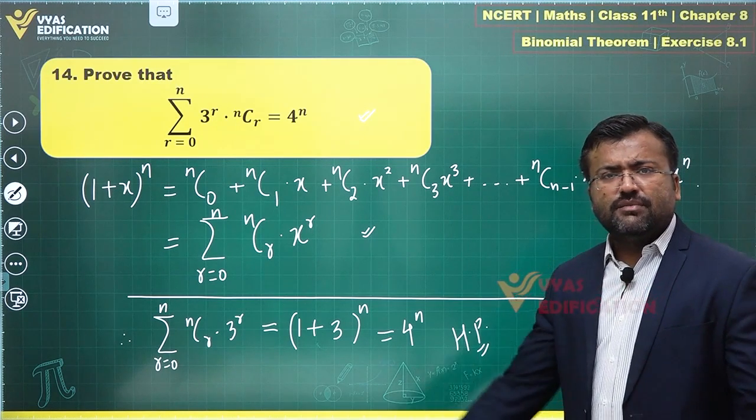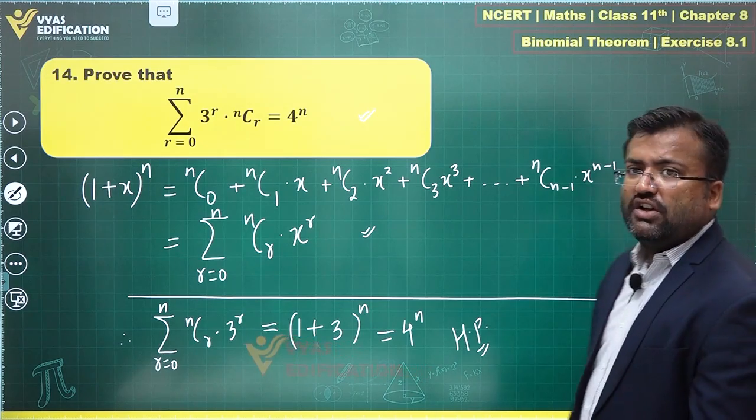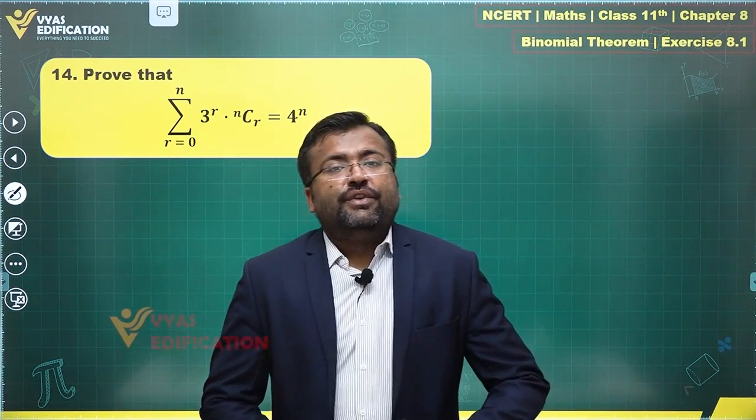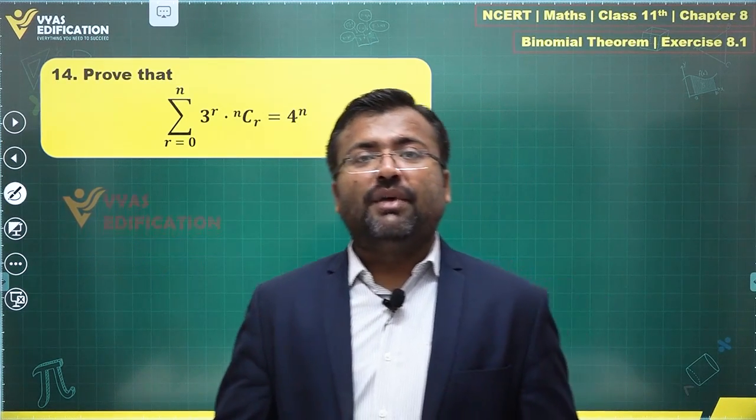Hence proved. That's a simple proof of this question, as you can see behind me. Is that all? Yes, that's all in this question. And so, with this, we come to the conclusion of this exercise 8.1 from the chapter Binomial Theorem.